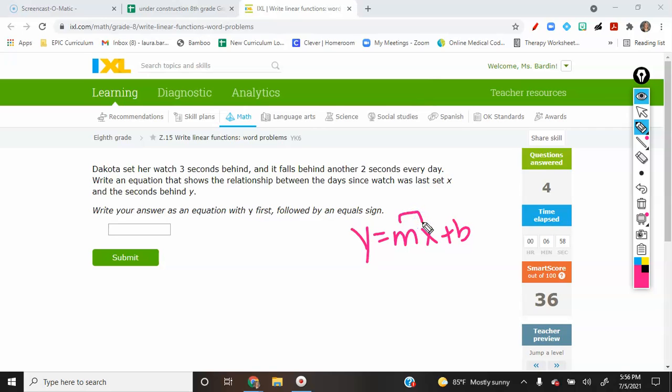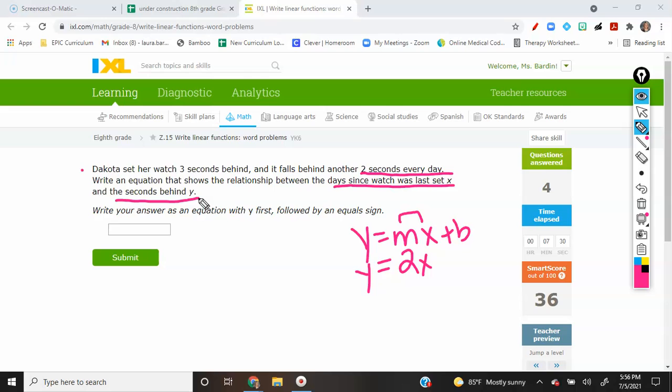Dakota set her watch 3 seconds behind. Okay, that's a one-time thing, 3 seconds behind. It falls behind another 2 seconds every day. There it is. It says let the days be x. So I already know that's going to be 2x. And then I'm going to keep my y because it says right here the seconds behind, y. And plus b, what is that plus b going to be?